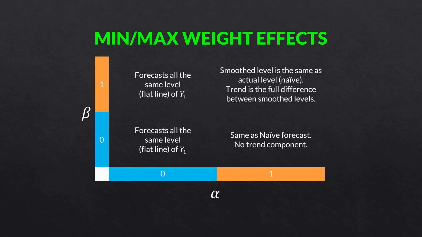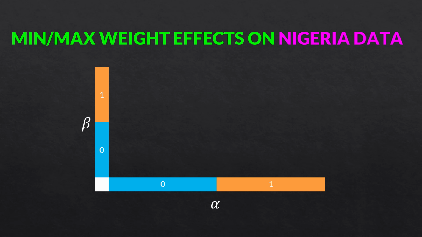Now when alpha equals 1 and beta equals 1, the smooth level is the same as the actual level. That's the naive part. And then the trend is the full difference between two smooth levels. So our current and our prior smooth level. We have the full value of alpha, which makes it the naive part. And then we're adding to that the difference between the two smooth levels, and that's our trend. So what we're actually doing is taking the naive forecast and tacking onto it, adding onto it, the trend between those two smooth levels. So what does this look like with our Nigeria data?